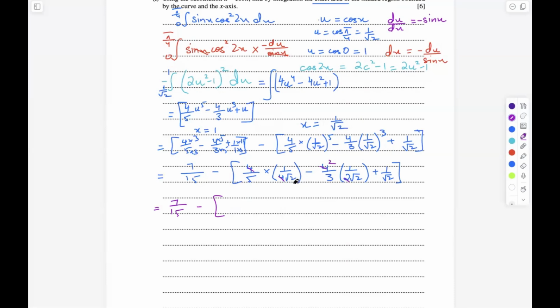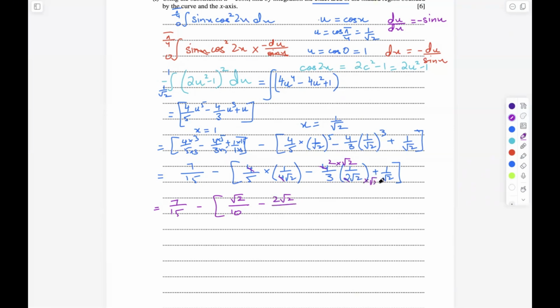As we have a root in the denominator, we can multiply and divide by root 2 in the numerator and denominator. So this will become root 2 upon 2 times 5, which is 10, minus, multiplying by root 2 here, 2 root 2 upon 3 times 2.